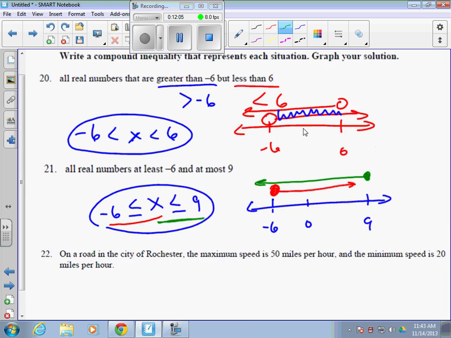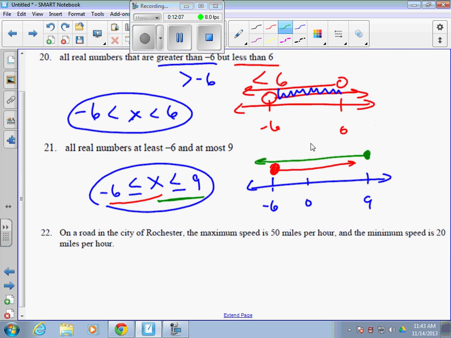One road in Rochester, maximum speed of 50. So x is less than or equal to 50. Minimum speed of 20. X is greater than or equal to 20. When you graph both of those together on the same line, you have 0, you have 20, and you have 50. Less than or equal to 50 looks like that. Greater than or equal to 20 looks like that. So when you write them, that's an and inequality since they overlap.